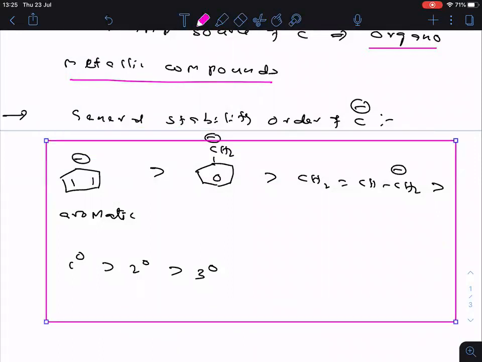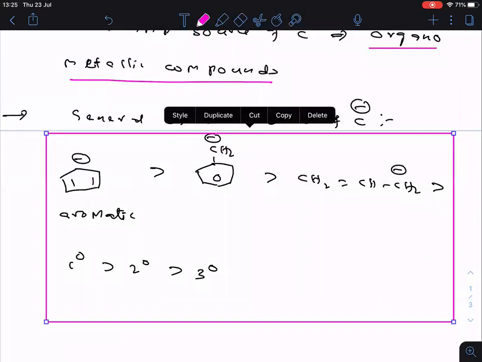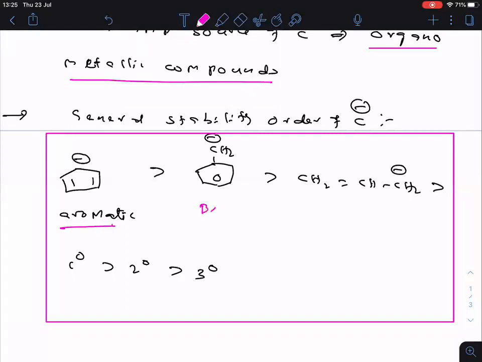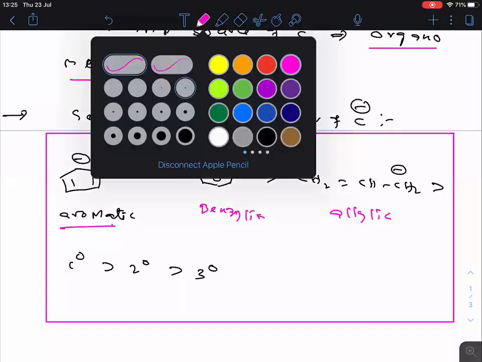Stability order of the carbanions. So remember, first aromatic will come. Clear? Now the second one is what? Benzylic will come. Then allylic will come. Then primary greater than secondary greater than tertiary will come. About organometallic compound, don't worry, I will explain. Clear everyone? This is benzylic.